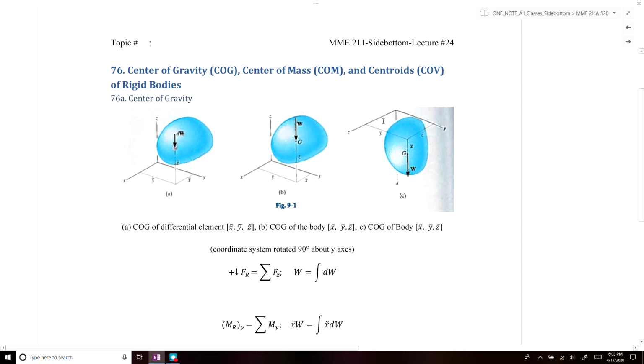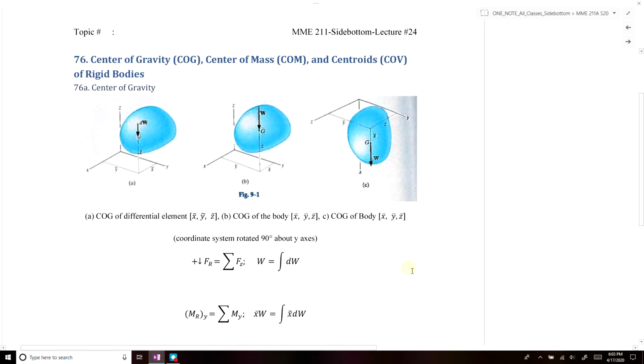So in this video, we're going to define the center of gravity for a rigid body. And we're also going to define the center of mass, or the COM, or the centroid, which is also the center of volume for a rigid body. So our first definition, we're going to define the center of gravity for a rigid body.